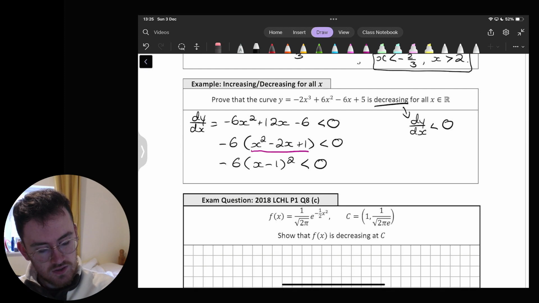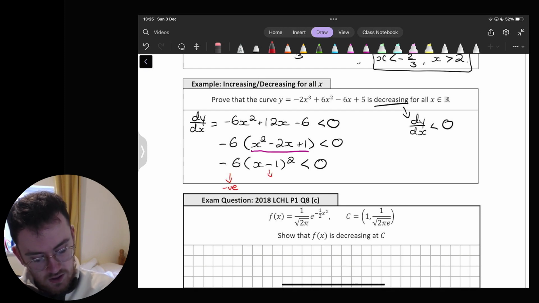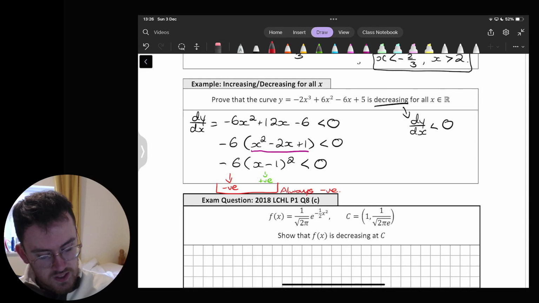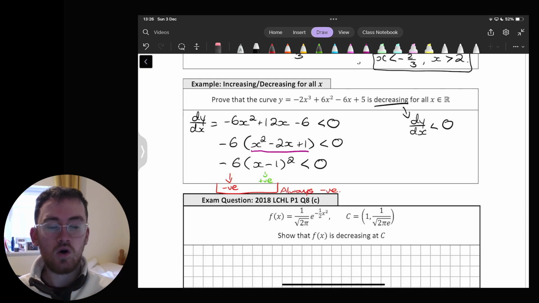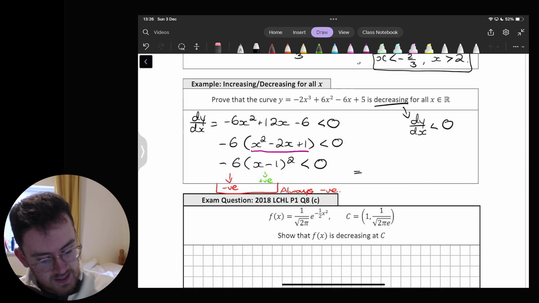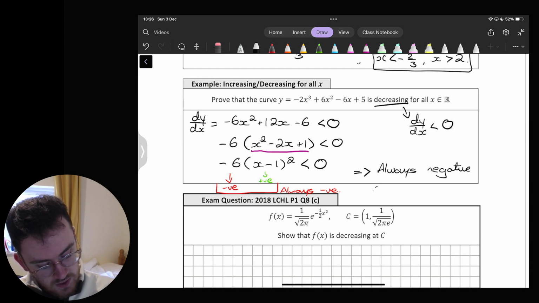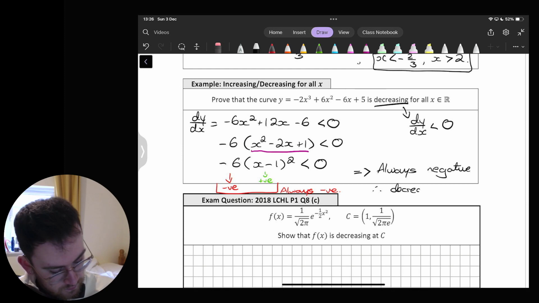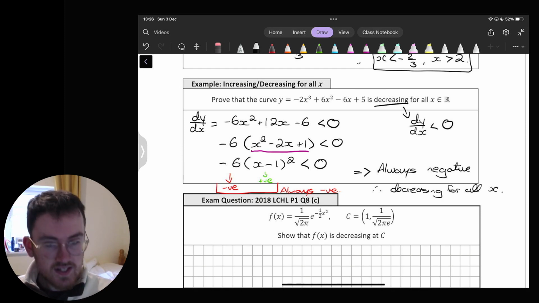But what this means for us here is the minus 6 is always negative. This part here will always be positive. So overall, it's going to always be negative, because it's minus 6 multiplied by something that's always positive. Then that means it's always going to be decreasing. So it's always going to be negative. So therefore it's decreasing for all x.